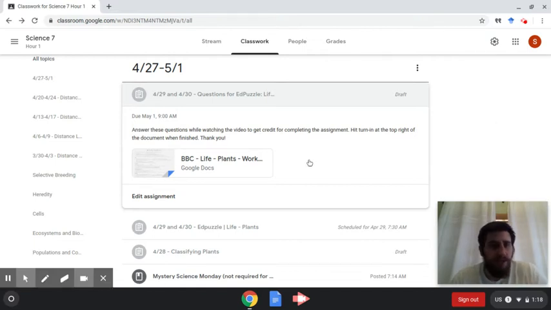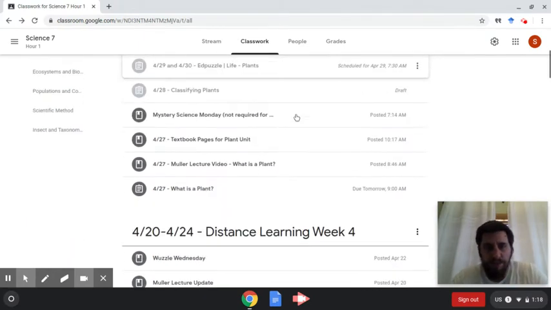It's going to be like the Google Docs that we've done for protist research, virus research, those types of things, where you can fill in the blanks. Every student gets their own copy. You fill in the blanks, and then you hit turn in on the top right. And I'll talk more about that tomorrow.